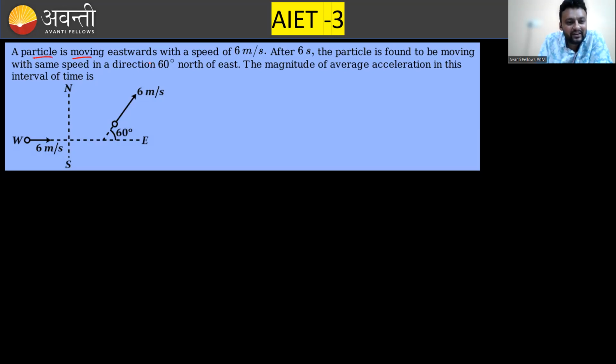A particle is moving eastward, in the east direction. The direction is also given, and the diagram is sufficient. This is initial, this is final. 6 meter per second. After 6 seconds, the particle is found to be moving with the same speed in a direction 60 degree north of east. They are asking for the magnitude of average acceleration.